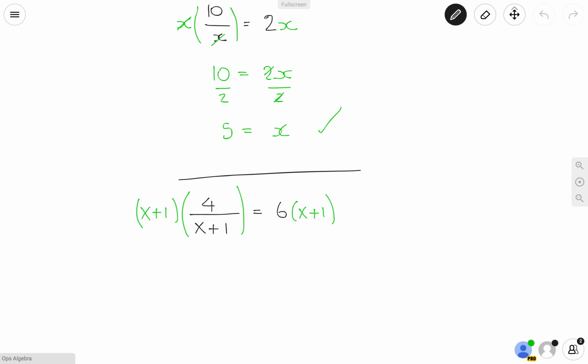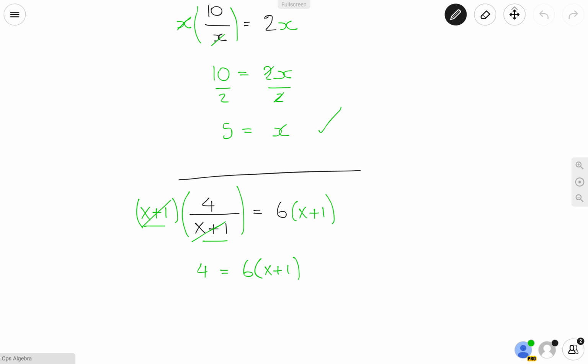Okay. Cool. So now what happens is we've got x plus 1 times 4 divided by x plus 1. They're going to cancel finally. And we're going to get 4 equals 6 times (x plus 1). Now we're not quite done. And this is going to come as a surprise.